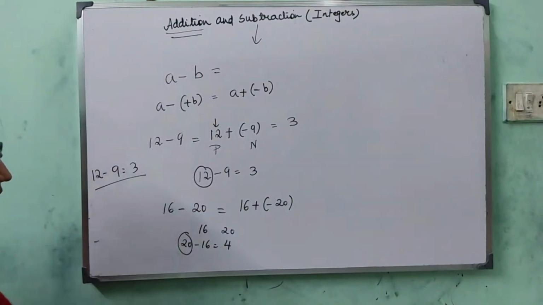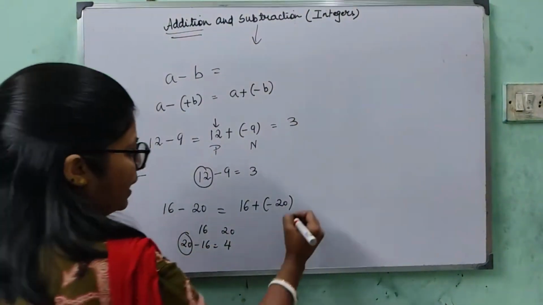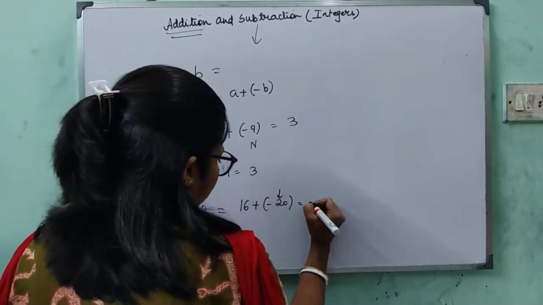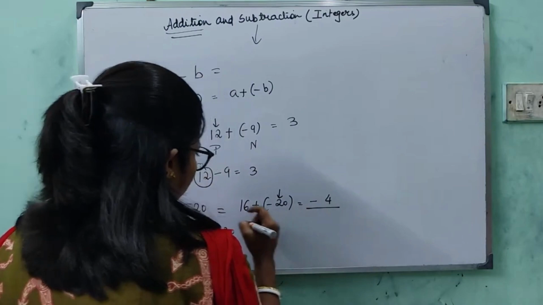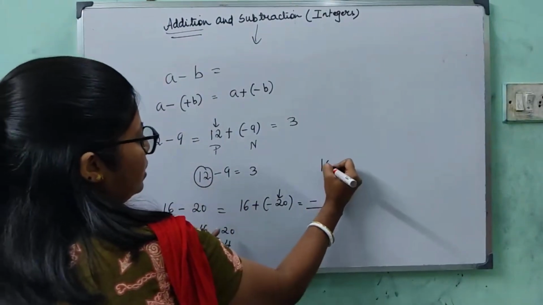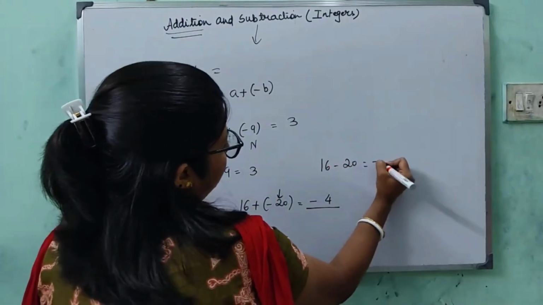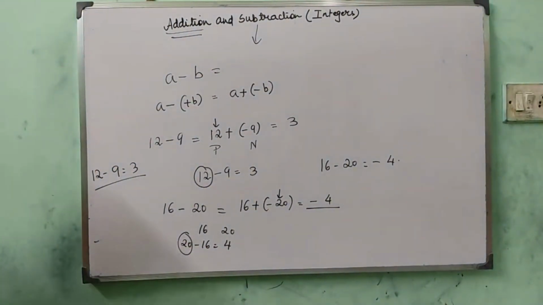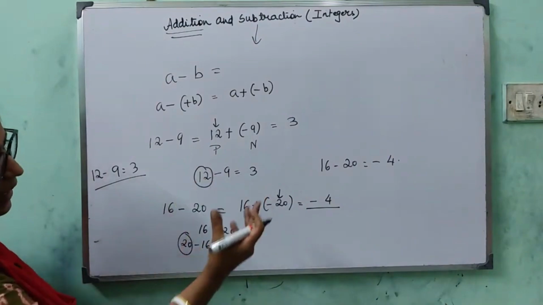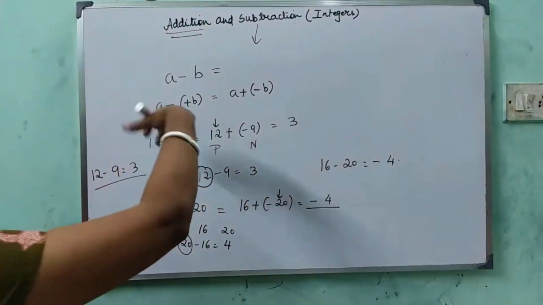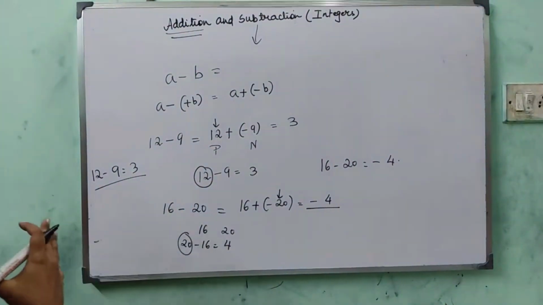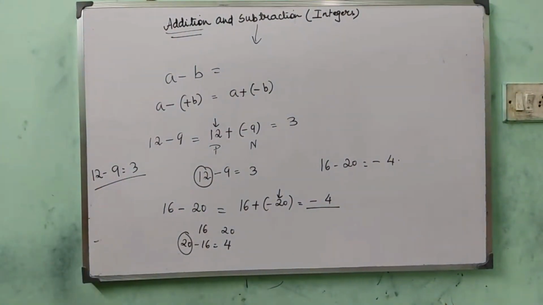Now 20, what is the sign of 20? That is minus. See, 20 is having a minus sign. So that is equal to minus 4. So 16 minus 20 is equal to minus 4. So what are we seeing over here? Whenever we are given a subtraction problem, we change it into an addition problem and we can do it just the way we learned how to do addition of the integers.